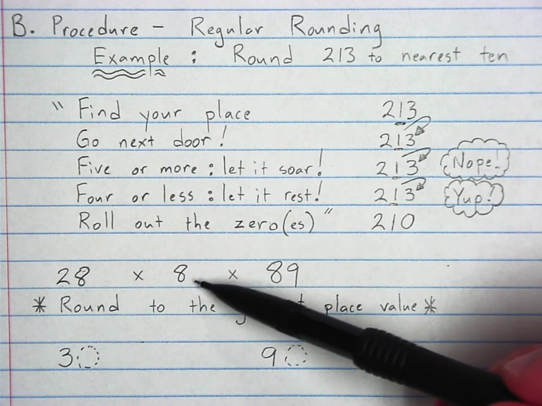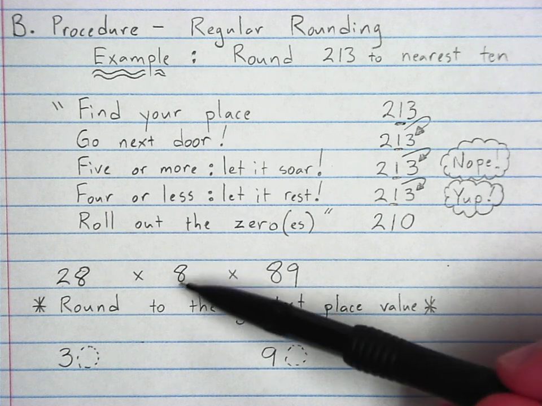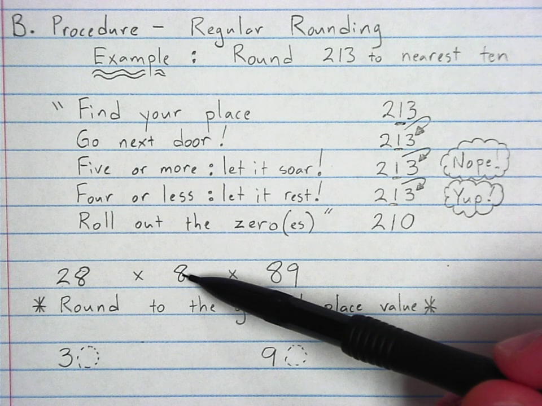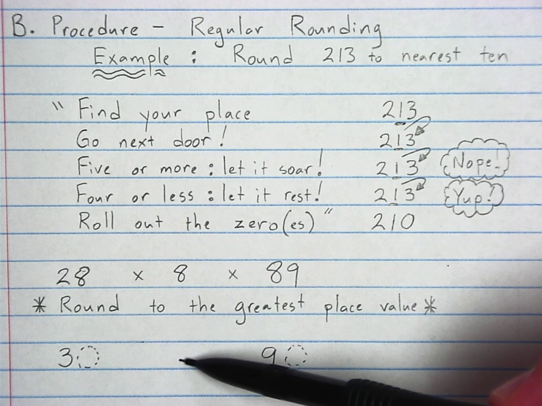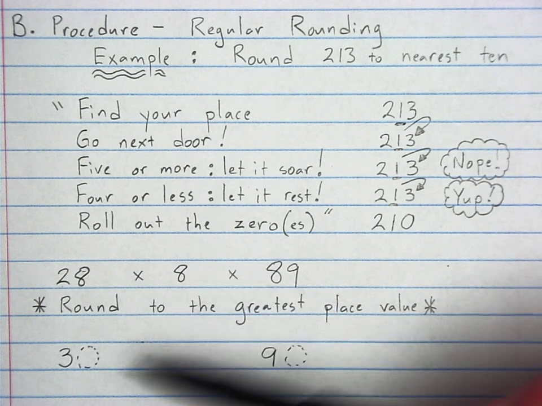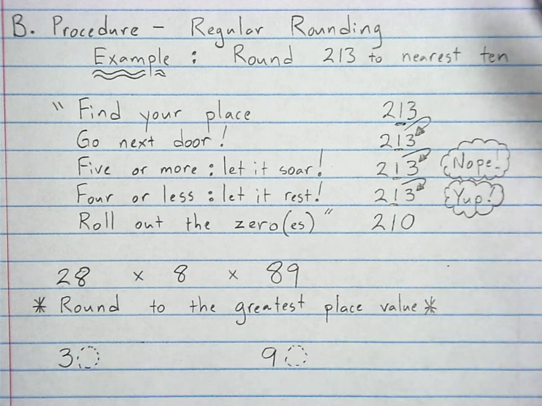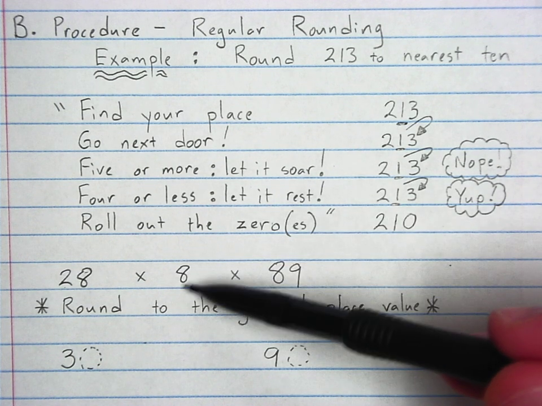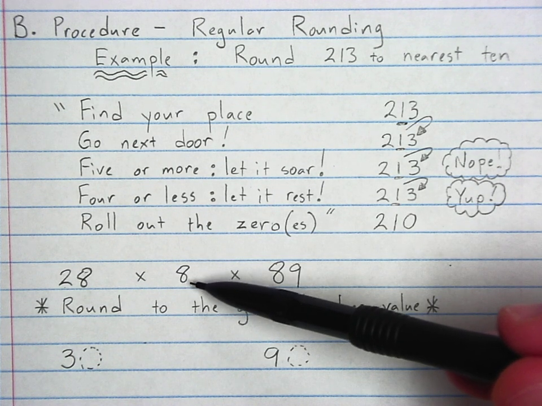Now, this is tricky because I told you previously with a single digit number just to leave it alone. But now that I'm getting a little bit bigger, I'm looking at this and thinking, ugh, I rounded this one to the 10's place. I rounded this one to the 10's place. I kind of want to round this one to the 10's place.